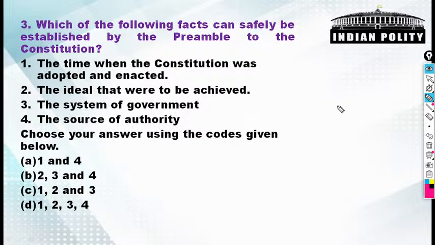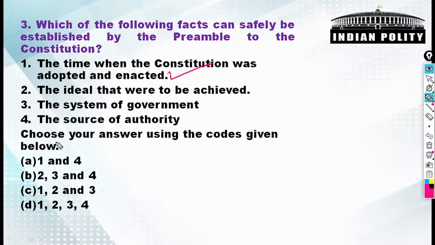We can establish the time when the Constitution was adopted and enacted. In the last stanza of the preamble, it is mentioned that in our Constituent Assembly on 26th day of November 1949 do hereby adopt, enact and give to ourselves this Constitution. So 26th November 1949 is mentioned in the preamble, and at this time the Constitution was adopted. So the first statement will be correct.